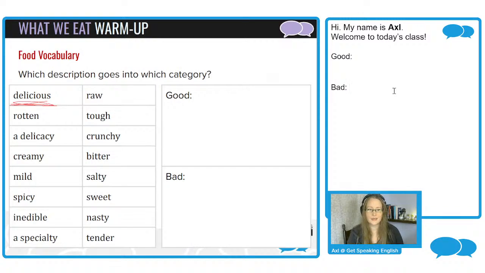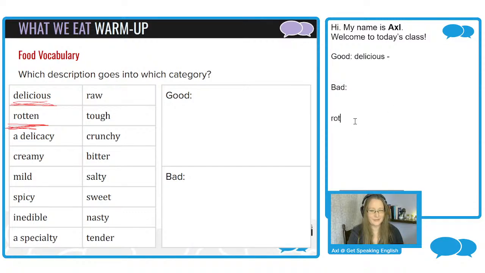So, you know, let's put that in the, I suppose, the good category. And move on to maybe more words that we don't quite know as well. How about rotten? Does anybody have sort of a definition for what rotten might mean?